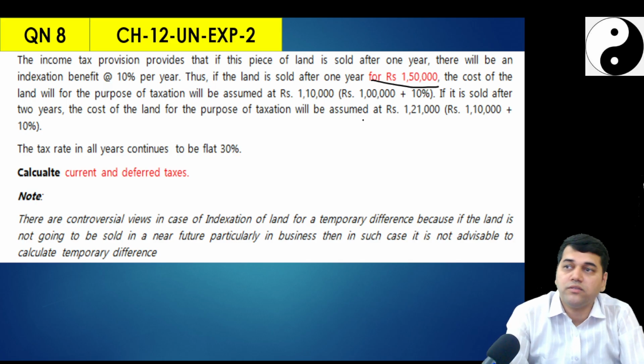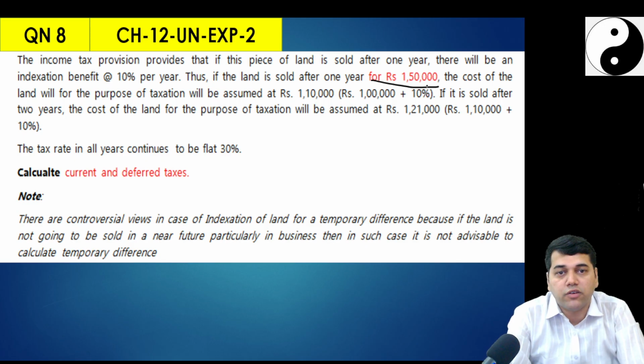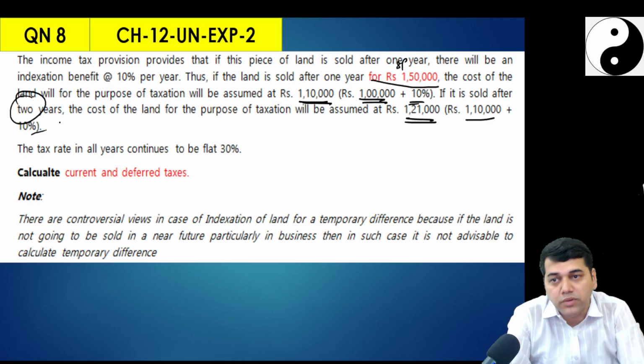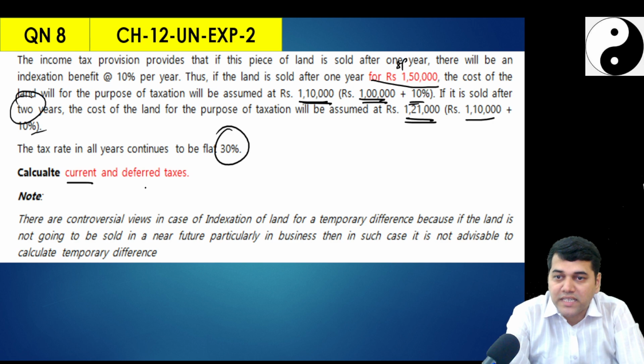Previously, this question was not there with any numbers. So they said that after you have sold the land for 1,50,000, the cost of the land for taxation will be 1,10,000, like 1 lakh rupees invested now plus 10%. Previously, they didn't tell you the sale price. If it is sold after 2 years, the land for taxation purpose will be 1,21,000. That means 1,10,000 into 10%. Taxation rate is 30%. Calculate current and deferred taxes.